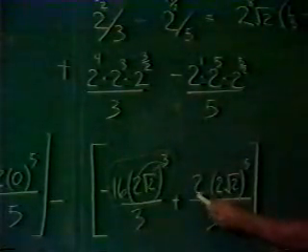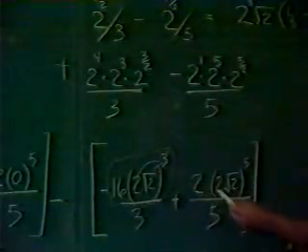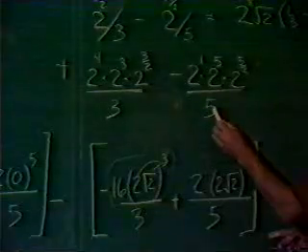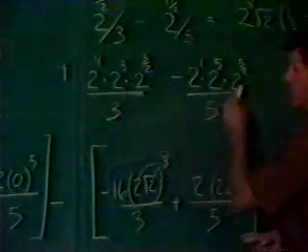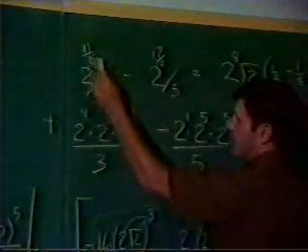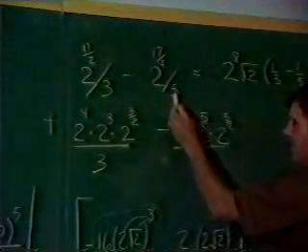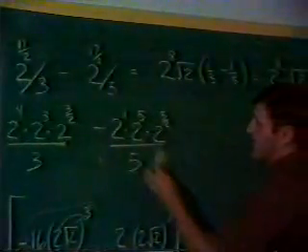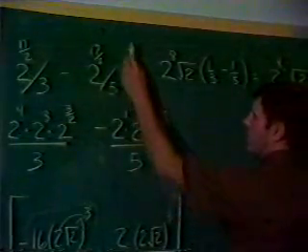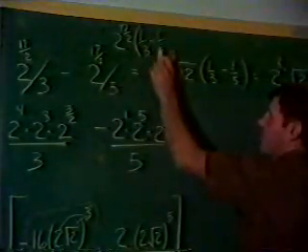All over 3. Doing the same thing over here, I have 2 times 2 to the fifth times 2 to the 5/2, all over 5. So continuing with my multiplication, multiplying these together, you add exponents, I get 2 to the 17/2 all over 3, minus 2 to the 17/2 all over 5. I could factor out 2 to the 17/2, and this would give me 2 to the 17/2 times 1/3 minus 1/5.